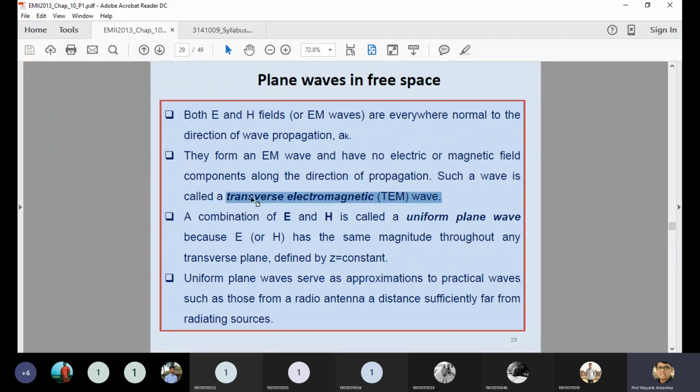What is the meaning of this? Transverse is nothing but any one of the components, either E or H, being perpendicular to the direction of propagation, and then your wave is moving. So more specifically, for any particular conductor which supports this kind of TEM mode.